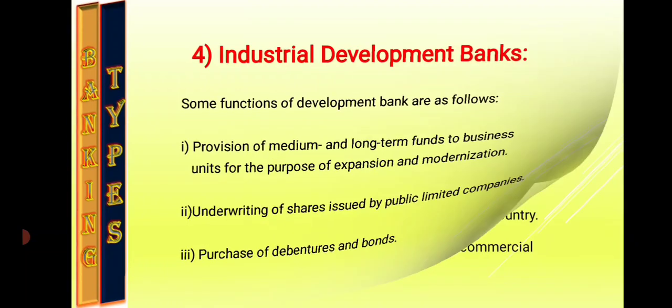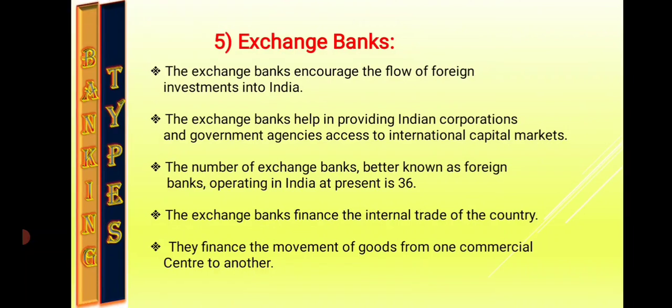Right? So see the next bank, that is the fifth, exchange banks. The exchange banks encourage the flow of foreign investment into India. That is important for the economy. The exchange banks help in providing Indian corporations and government agencies access to international capital markets. The exchange banks as well as large commercial banks facilitate foreign exchange transactions. An example is Bank of Tokyo. The number of exchange banks, better known as foreign banks, operating in India at present is 36.